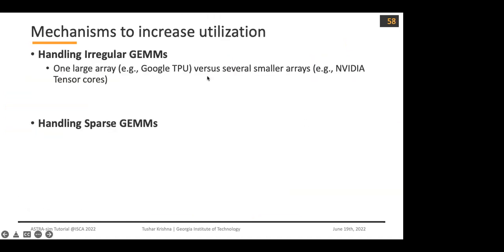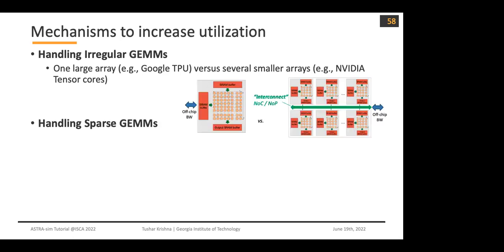So essentially the way to handle irregular GEMMs is, rather than a large array, let's just have multiple smaller arrays, right? You can imagine the NVIDIA design. Even though overall microarchitecture-wise the GPU is very different from the TPU, from the perspective of the accelerator component, you can imagine that the TPU is a very large systolic array, while NVIDIA's tensor cores are many, many tiny systolic arrays all distributed. So they are naturally useful to get better utilization. Of course, the trade-off is data reuse versus utilization.